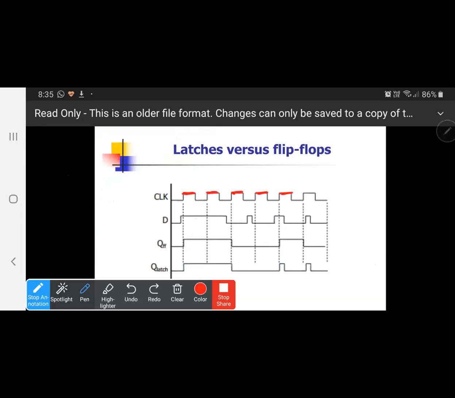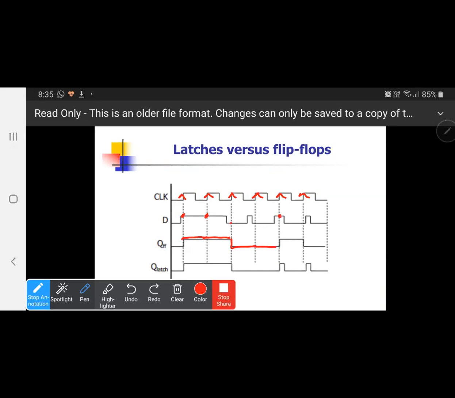In the before diagram, I was checking the value at this instant. If D is 1, then the output is 1. If D is 0, then it is 0. If D is 1, it is 1, and if 0, then 0.